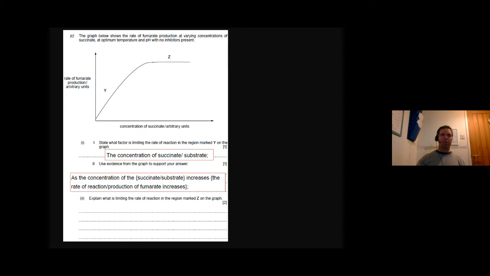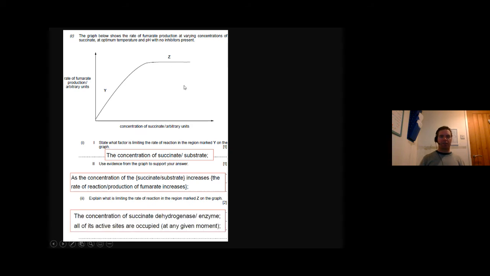And then it says, what's limiting the rate in the region marked Z? Well, now it's the enzyme concentration. So it's the concentration of succinate dehydrogenase enzyme. And how do you know? Because all of its active sites are occupied. At any given moment, if you take a specific point in time, we're going to see that all those active sites are occupied.